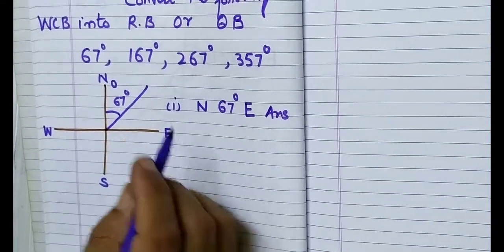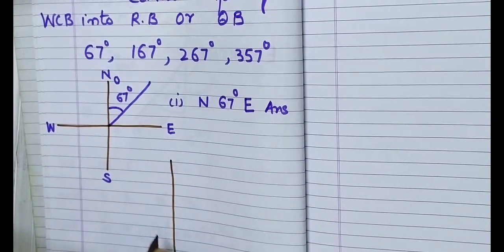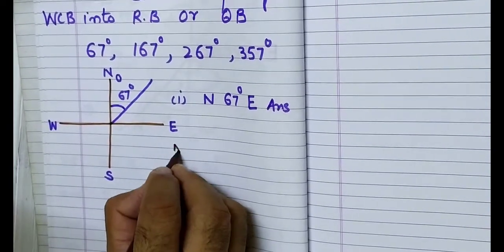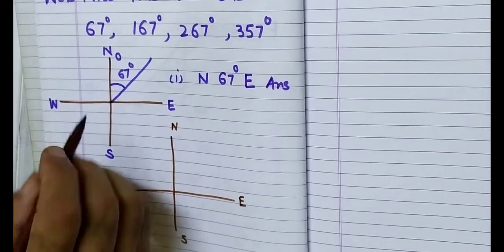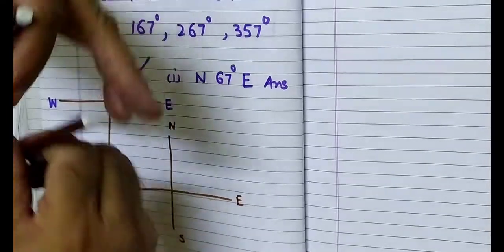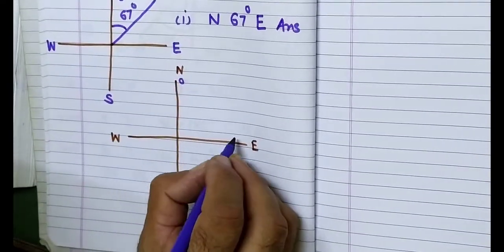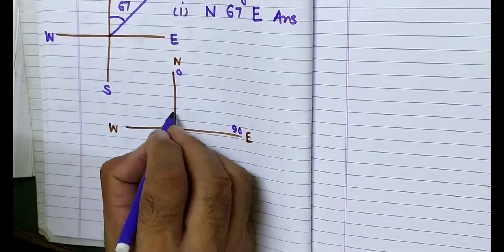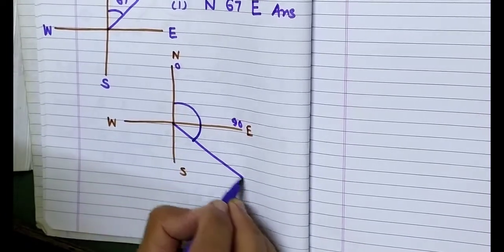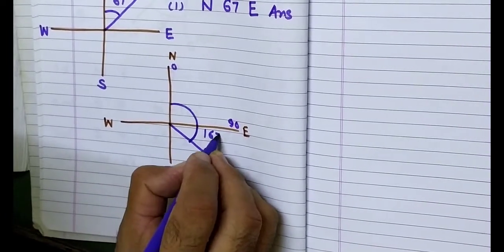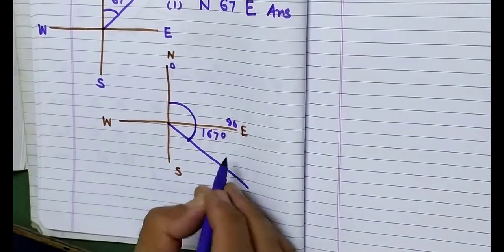Now in the second case, again you draw the sketch. Now this is north, this is east, this is south, this is west. Now this is 167 degree. So 0 is at the north, here is 90 degree. So this will come to be over here like this. This angle is 167 degree. Now this comes into the southeast quadrant.